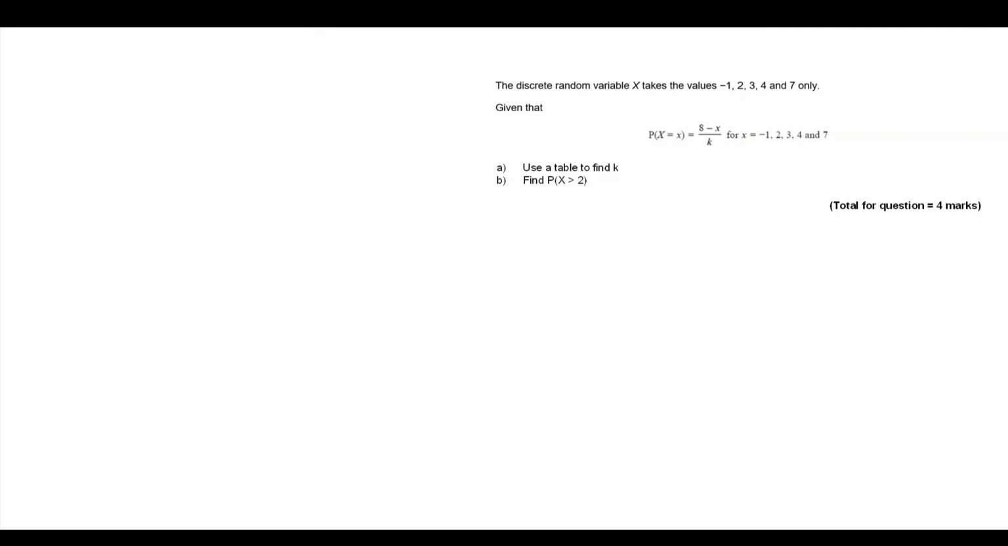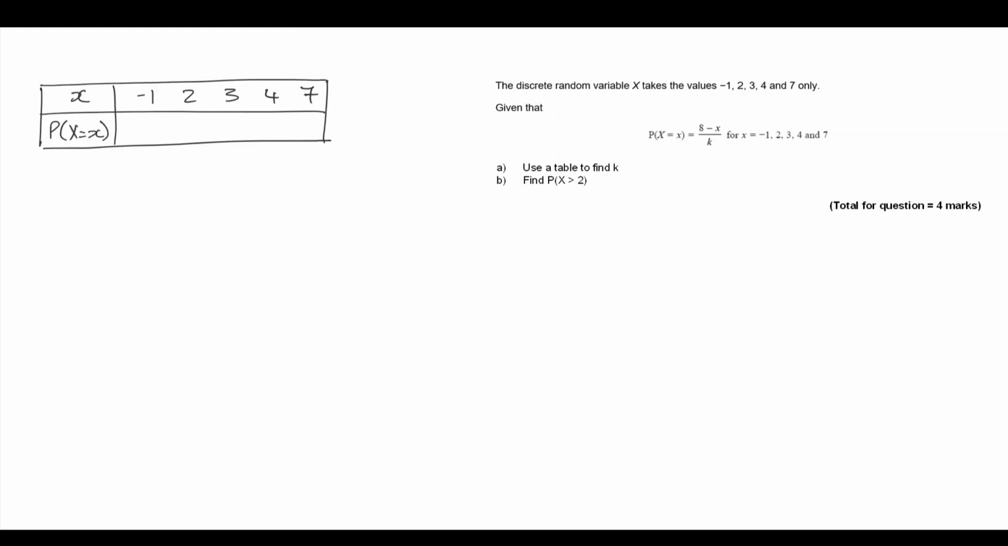In this question, we're told that the discrete random variable x takes the values -1, 2, 3, 4, and 7. Those are the only values that it can take. We've been given a function to find the probability for each of those values. We're first asked to use a table to find a value for the unknown k. The function is (8 minus x) over k, and we need to try and find k.